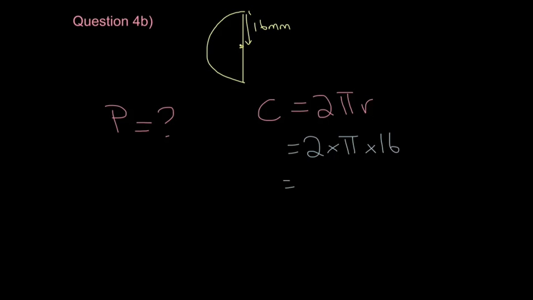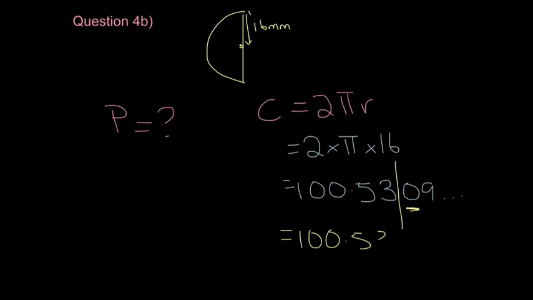Okay, I've just plugged it into my calculator and I've gotten the value of 100.5309, so on and so forth. I need to round that off to 2 decimal places. So I'm going to cut it off after the 53. The number after is a 0, so I don't need to change the 3. It's just 100.53 millimeters for the whole circumference.